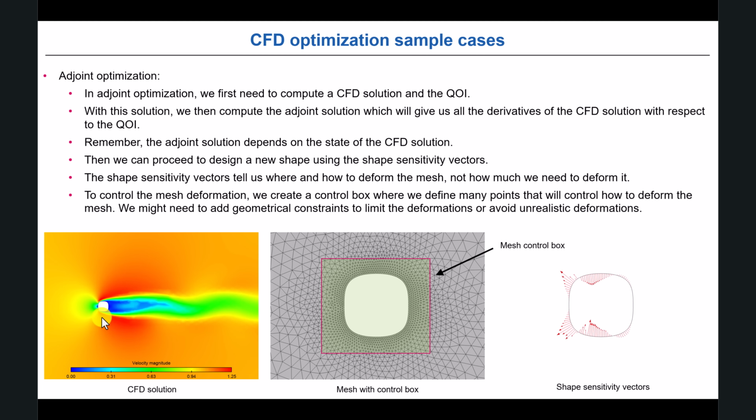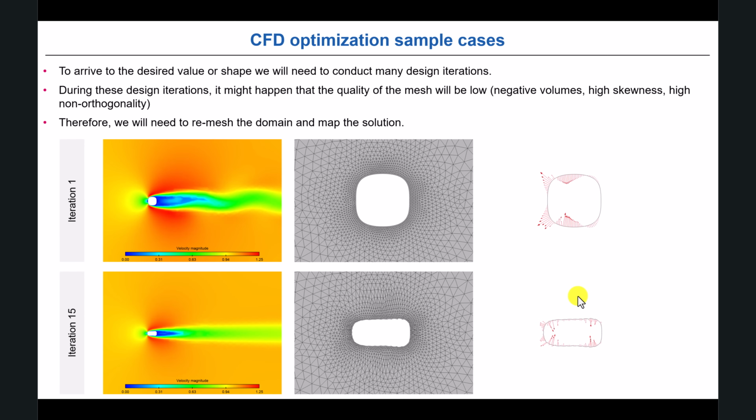In any case, when you do this with the adjoint, you need to define many things. In this case, we define a control box that is going to deform the geometry, and then the output of this adjoint is going to give you a kind of vector field, the design velocity, which is going to tell you how you need to change your geometry. This can be done manually by the user, or usually the solver will do that automatically. It's just to show you here how it's working in this case.